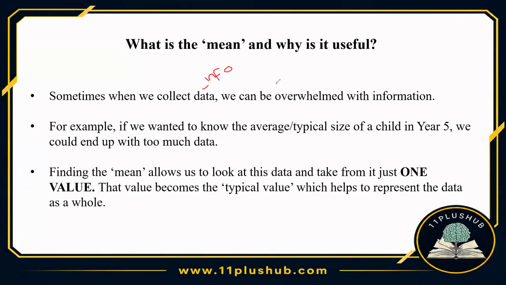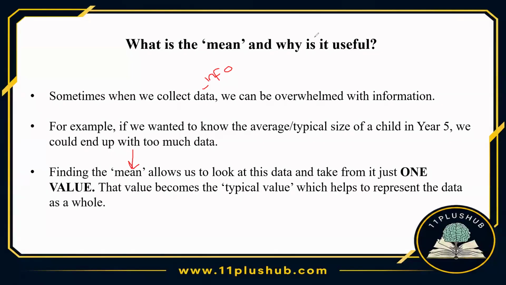Think about a classroom of 30 students. Imagine having to measure all of them and then having all of these numbers to deal with. There's got to be a better way to figure out the average size of a year 5 student, right? So what the mean allows us to do, finding the mean allows us to look at this data and take from it just one value, and this value becomes the typical value, which helps to present the data as a whole.